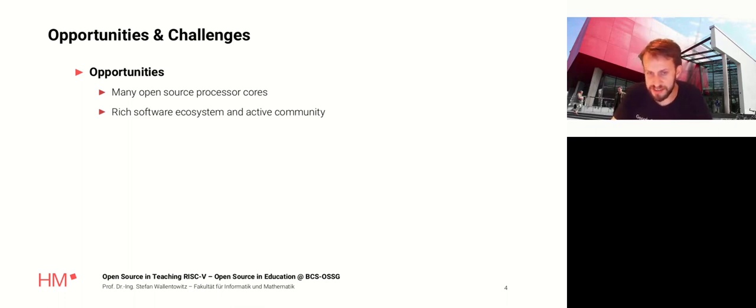And beyond that, and it's even more important, probably, you have a rich software ecosystem and a very active community. That's what you often see with many open source ISAs that have been there before: the communities are probably a little smaller and the software ecosystem is a little bit slower. And RISC-V is pretty much perfect in this respect.